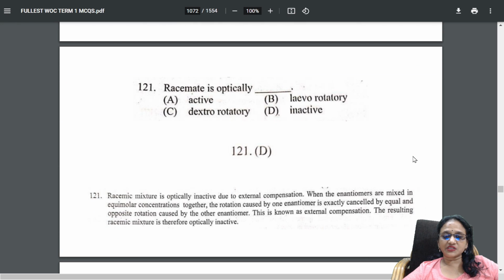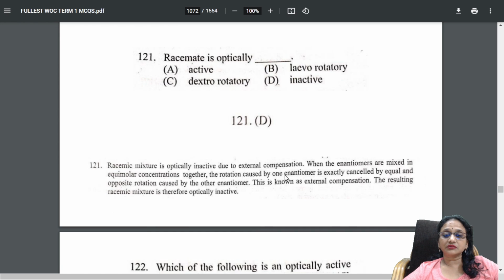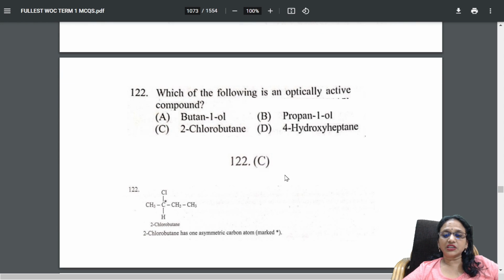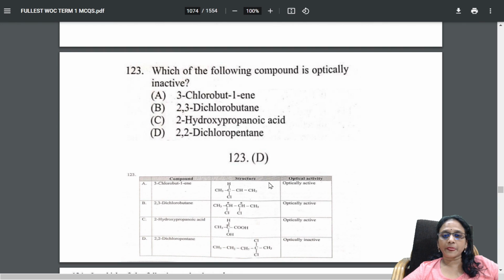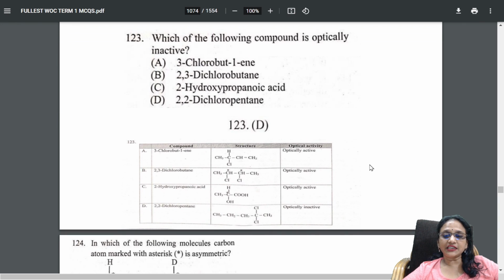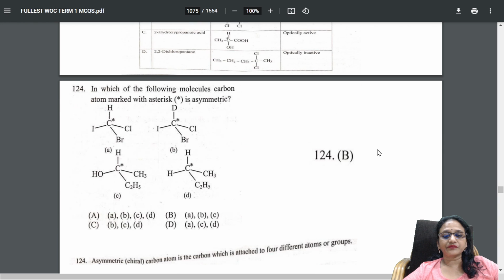What is meant by racemic mixture? What is it actually? This is what they're going to ask you. They're going to give you a question and see whether it is an optically active compound or not. Which of the following compounds is optically inactive? So they will give you compounds. You need to draw the structures like this and check whether optically active or not.